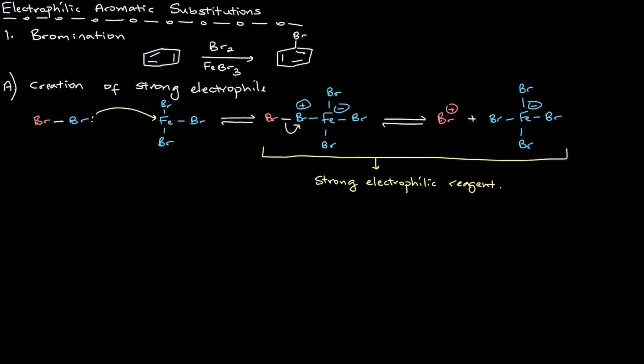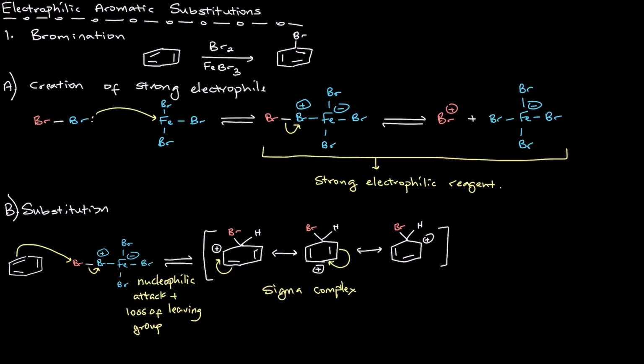Now the benzene can react with that strong electrophile in your electrophilic aromatic substitution reaction. So this will begin with a nucleophilic attack by your benzene on that strong electrophile in concert with the loss of a leaving group. So this is sort of like an SN2 reaction. And you will form the sigma complex as we've seen in the previous scene, which places a cationic character on the ortho and the para carbons with respect to the electrophile you just added. In this case, the electrophile is your bromine.